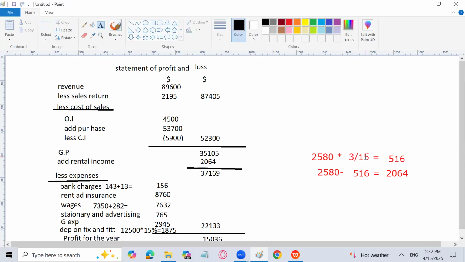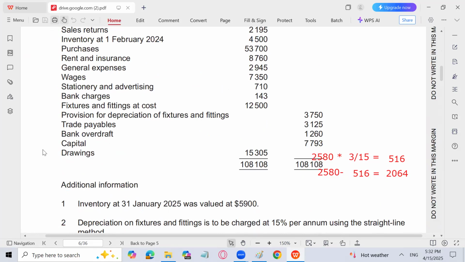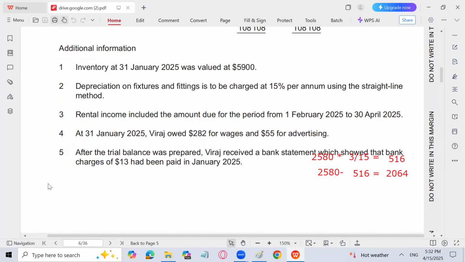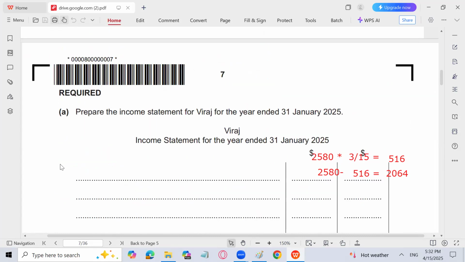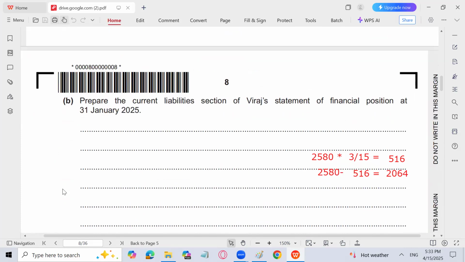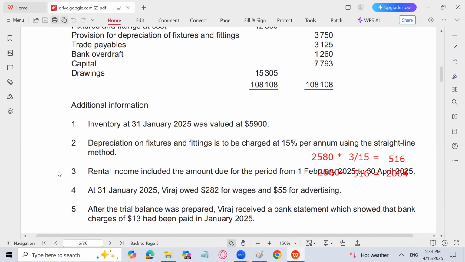I hope you got the answer. Now let's move forward. It's quite simple. Only the income received in advance point was a little technical. So is there any other expense which we have missed? Let's have an idea about this. No one. Okay, that's fine. Income statement we have prepared, or statement of profit and loss. Prepare the current liability section of the statement of financial position. So let's prepare that.